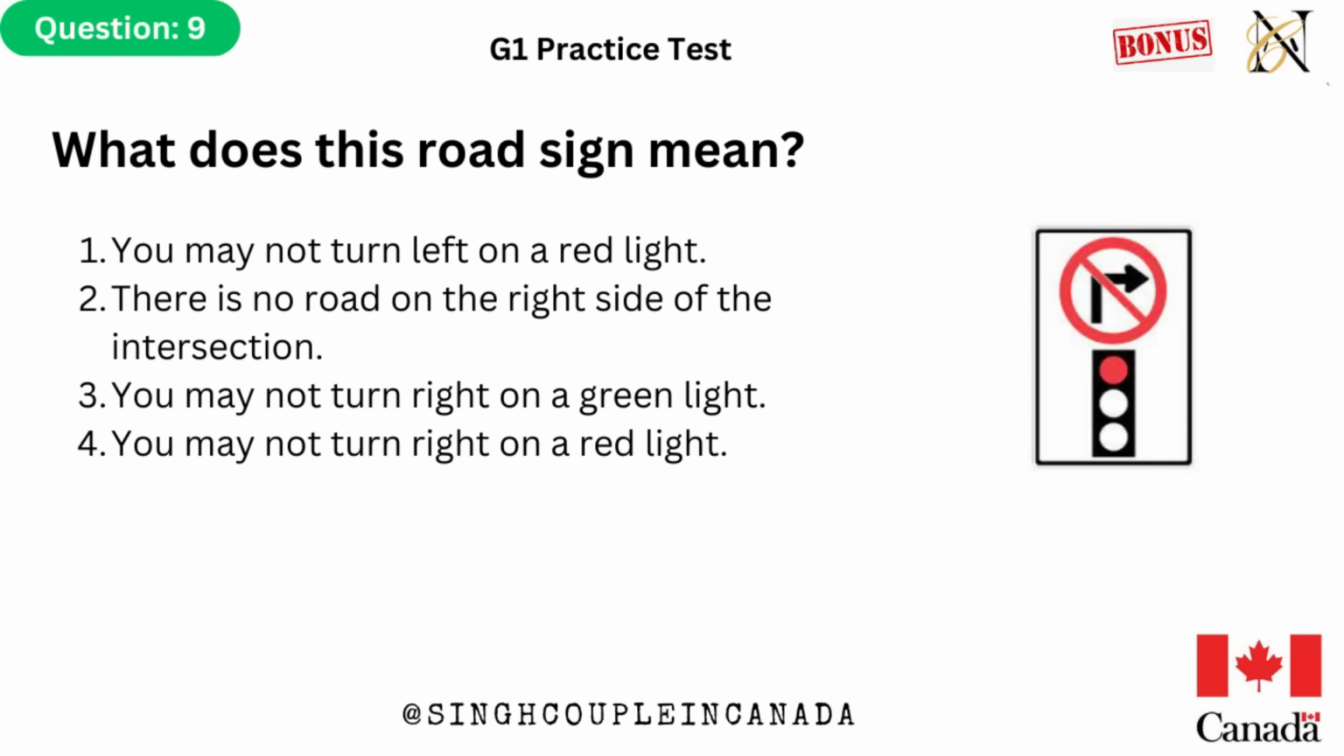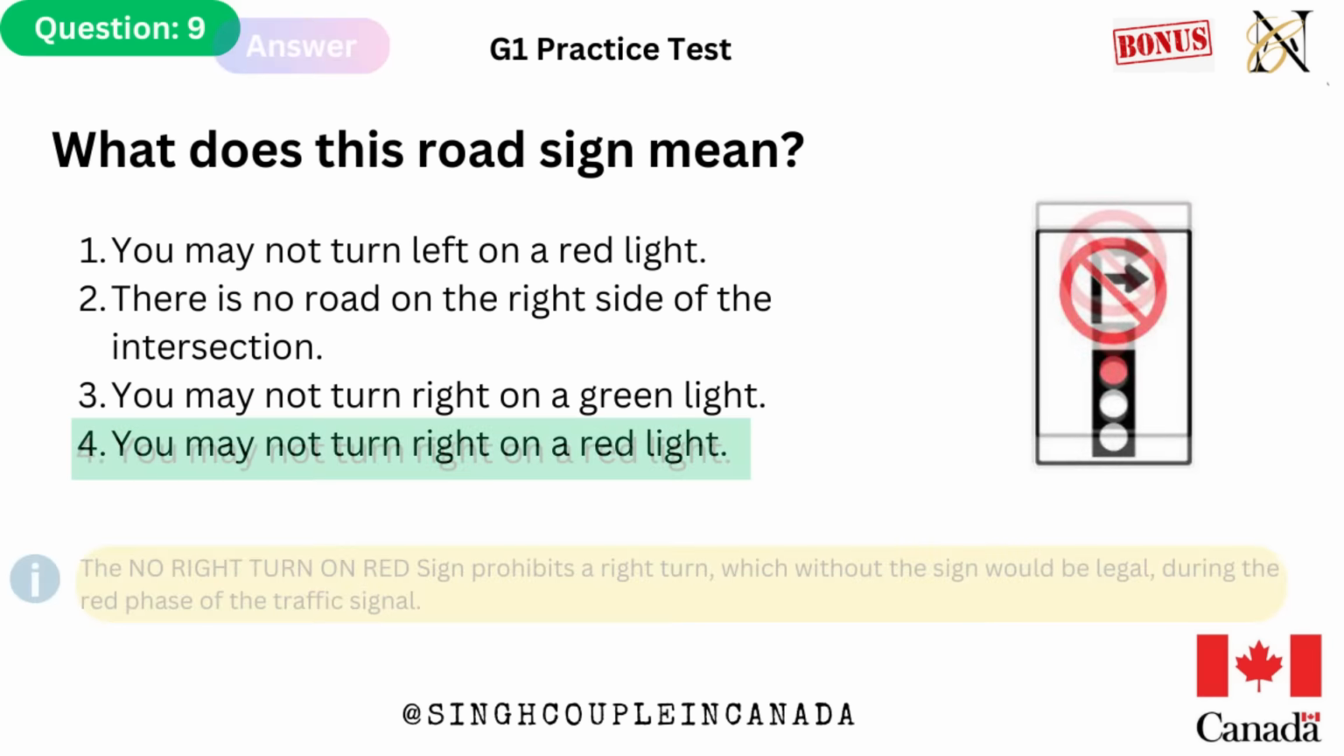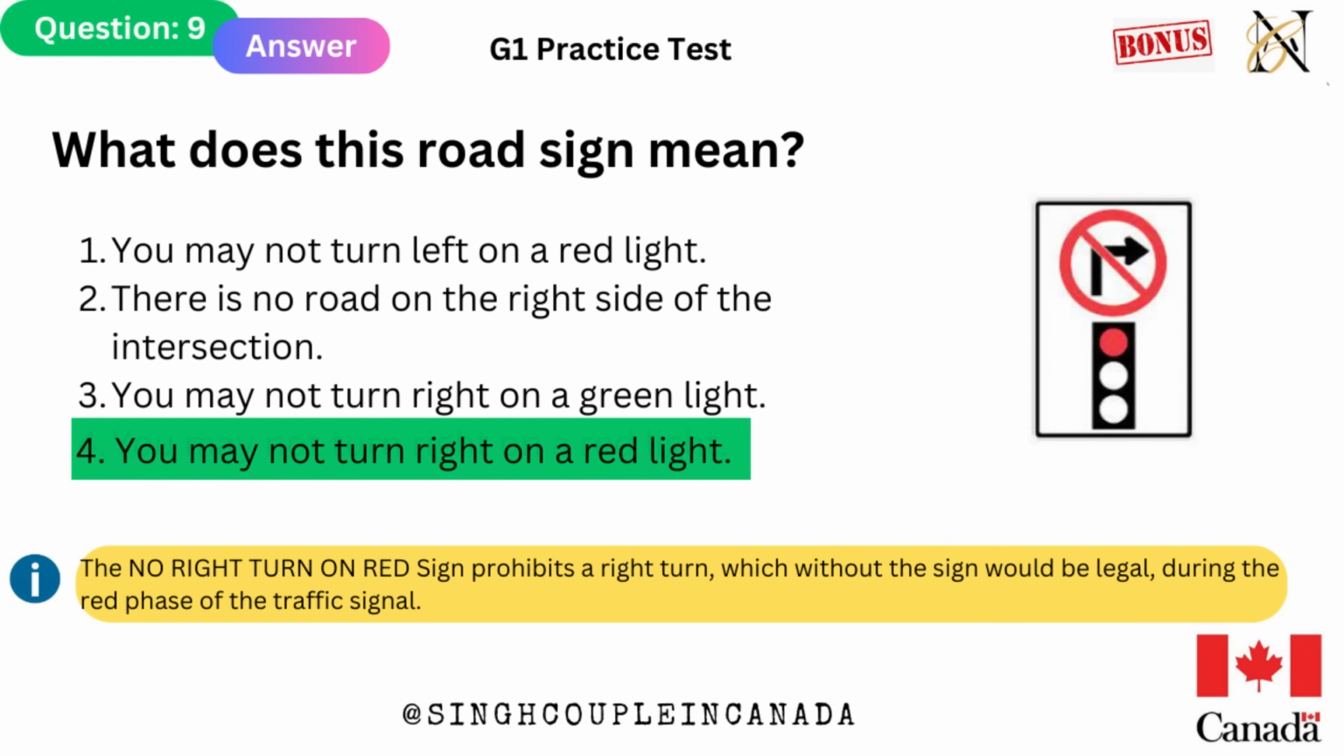What does this road sign mean? 1. You may not turn left on a red light. 2. There is no road on the right side of the intersection. 3. You may not turn right on a green light. 4. You may not turn right on a red light. The answer is 4. You may not turn right on a red light. The no right turn on red sign prohibits a right turn, which without the sign would be legal, during the red phase of the traffic signal.